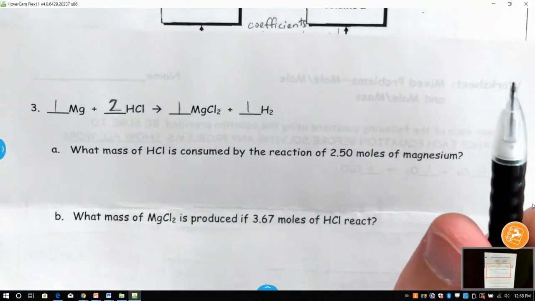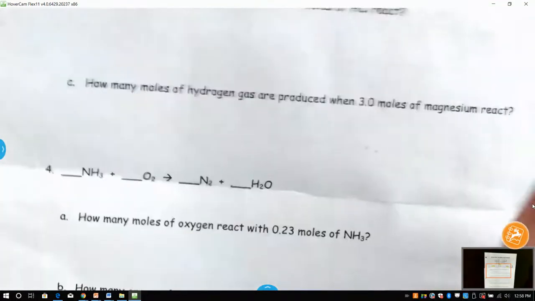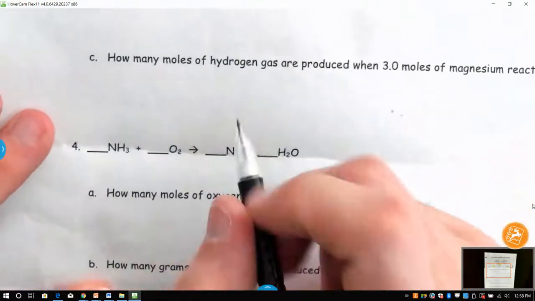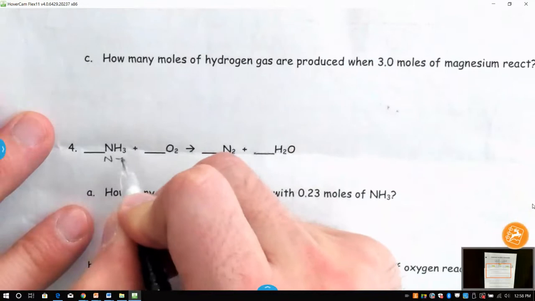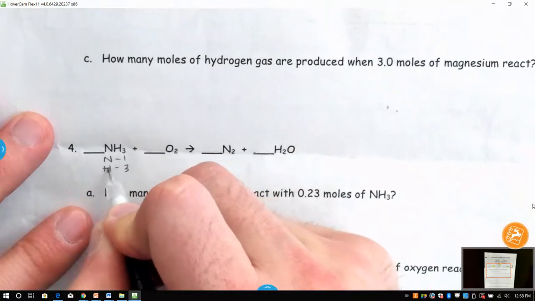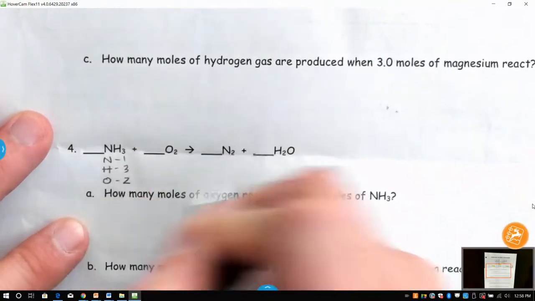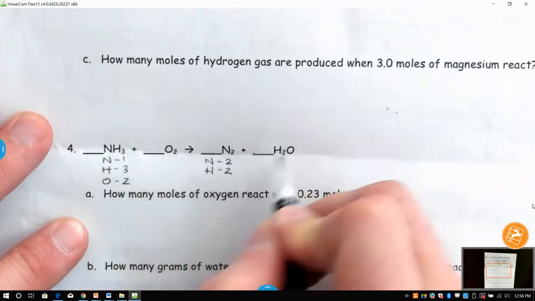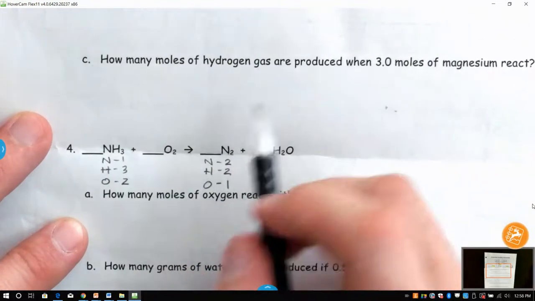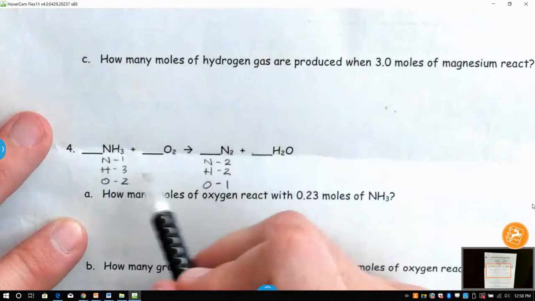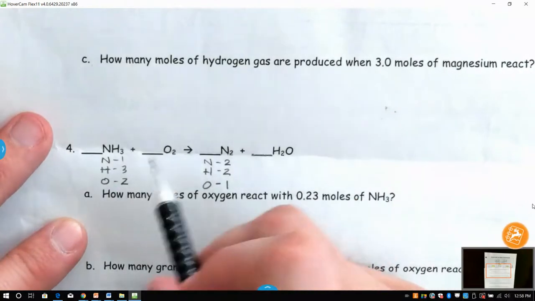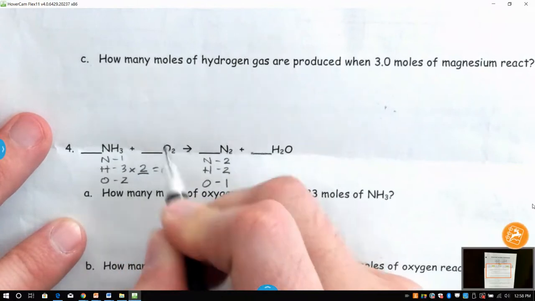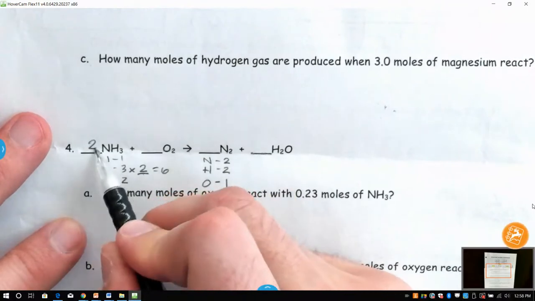And then in number 4, if we're balancing number 4, we have N, 1 of them, H, we have 3 of them, we have O, 2 of them. On this side, we have N, 2 of them, H, 2 of them, O, 1 of them. Well, right now the H's don't balance. 3 and 2, the closest number they share is a 6. So I'm going to multiply this by 2 to give me 6. It's what you multiply that becomes the coefficient.